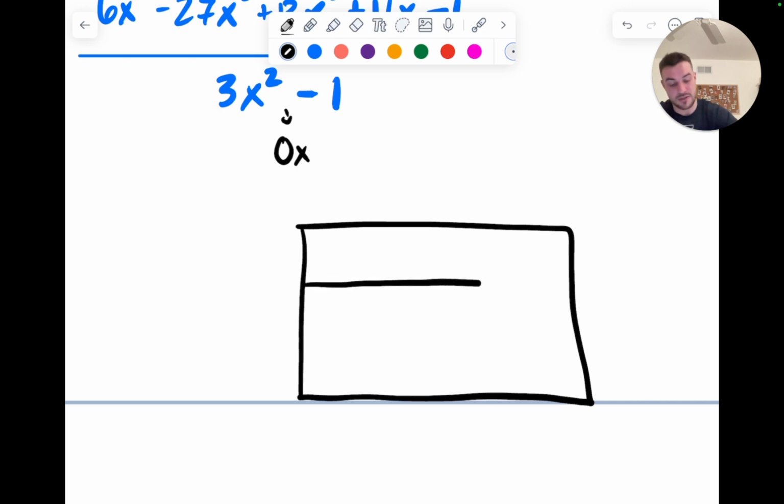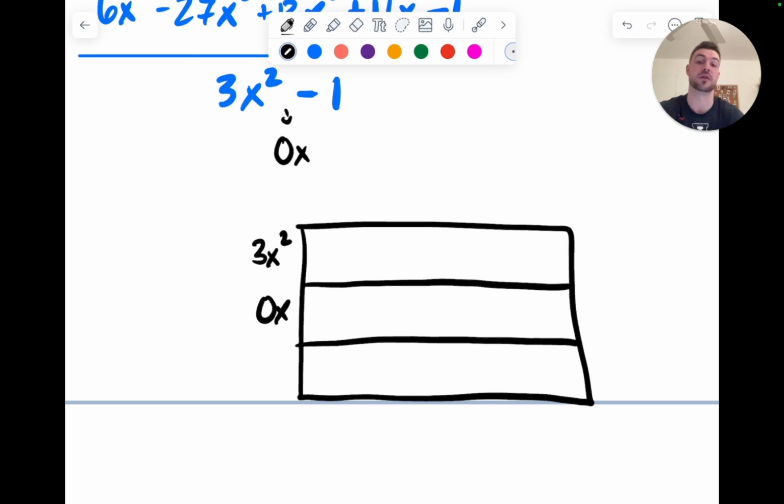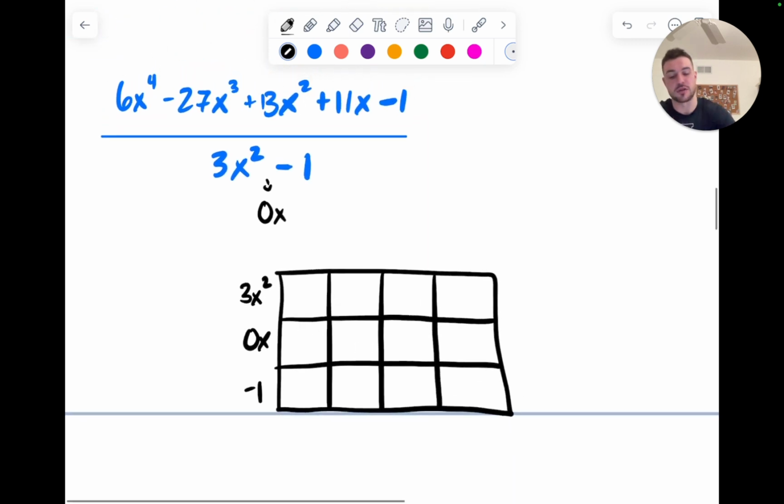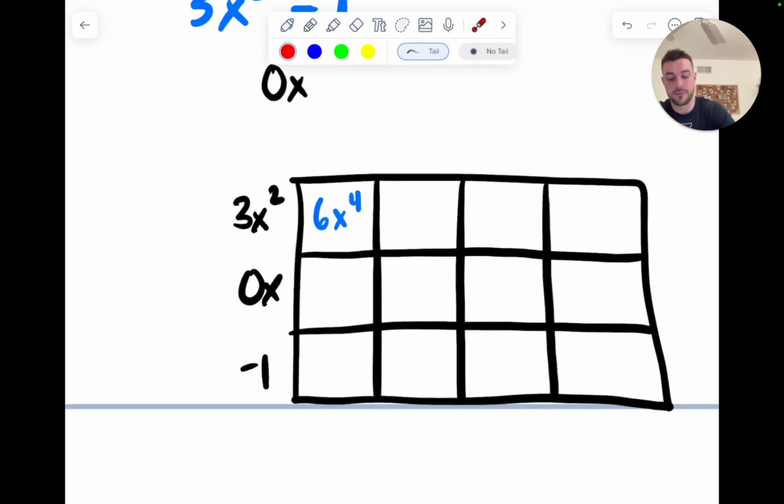And again, I'm going to split into three terms because I need one for my 3x squared. I am going to use a placeholder row here for 0x and a -1. Now we can complete the process. So I'm going to drop some lines in here to start filling out. And again, I'm starting with my first term in my top left box. So thinking about area, this whole area is 6x to the fourth. 3x squared times what gives me that? My answer here is going to be a 2x to the second.